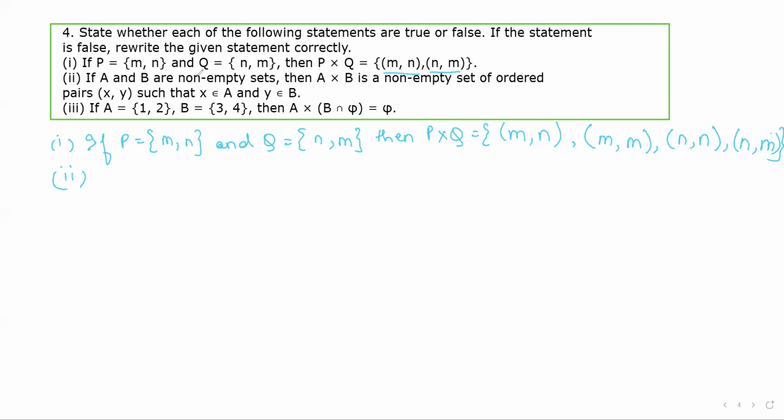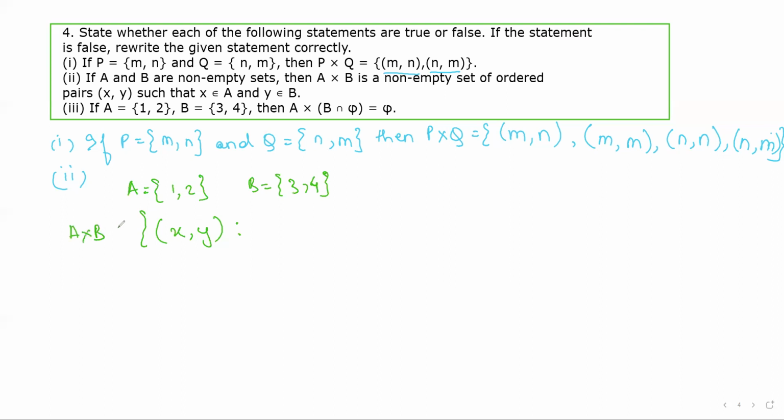What does this statement mean? The statement means that A and B are 2 non-empty sets. So let's consider 2 non-empty sets just to understand whether the statement is true or false. A can be considered as {1, 2} and B can be considered as {3, 4}. These are non-empty sets. They have elements in it. Then A cross B is a non-empty set. By default, you'll have 4 elements in A cross B of ordered pairs x, y. So x, y, this is A, B.